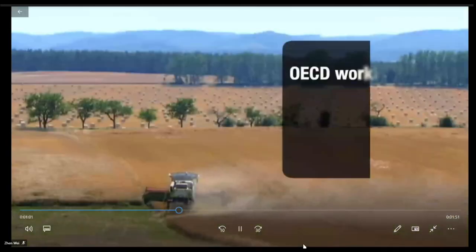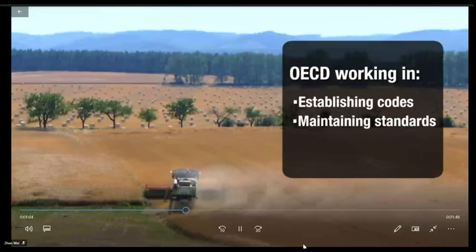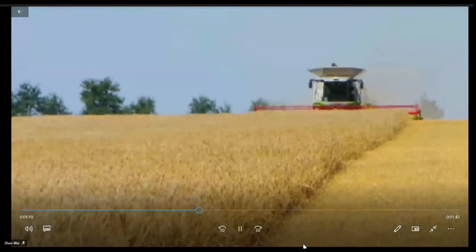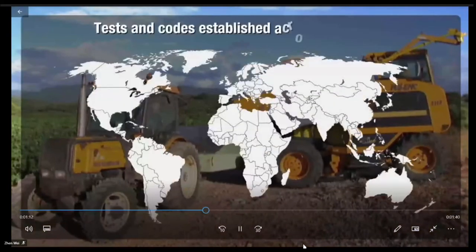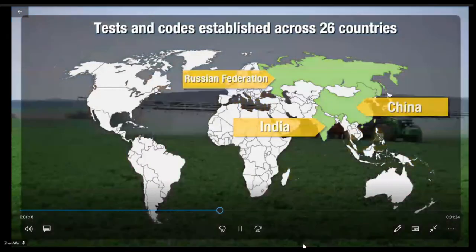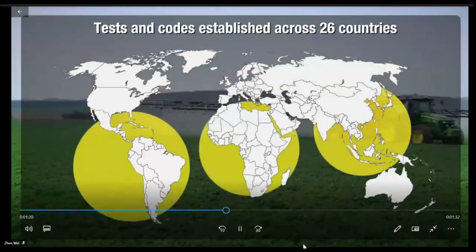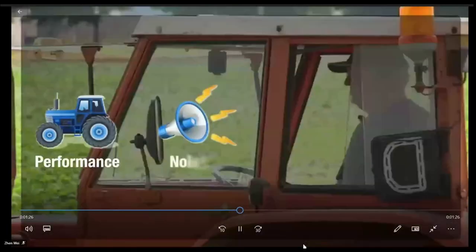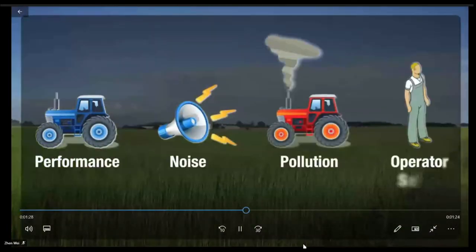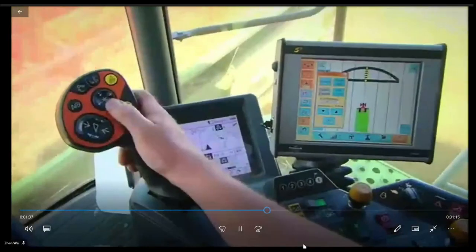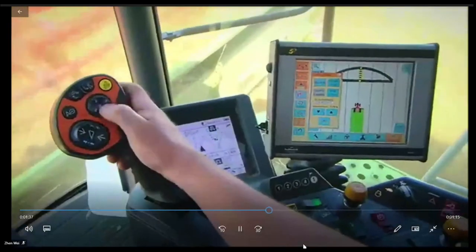The OECD has been working for more than 50 years on establishing, maintaining, and updating tractor safety standards. Its system of harmonized tests and codes, established across 26 countries, including China, Russia, and India, is now being extended throughout Latin America, Asia, and Africa. The OECD codes test tractor performance, noise and pollution levels, as well as operator safety, particularly protection from rollovers and falling objects. More than 3,000 tractor models have been tested since the first code was established in 1959.